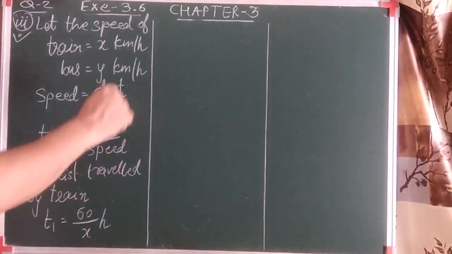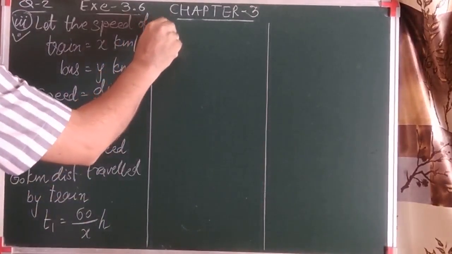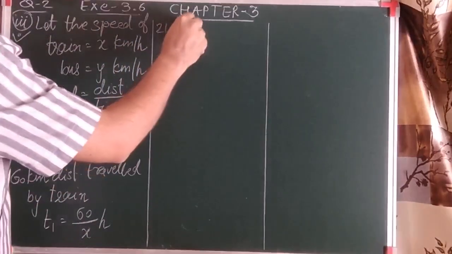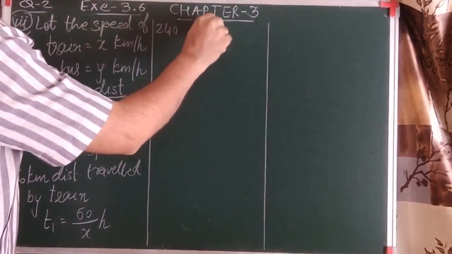So now how much remaining is there? It's 240 because total 300 km is there. 60 covered by train. So remaining 240 distance traveled by bus.